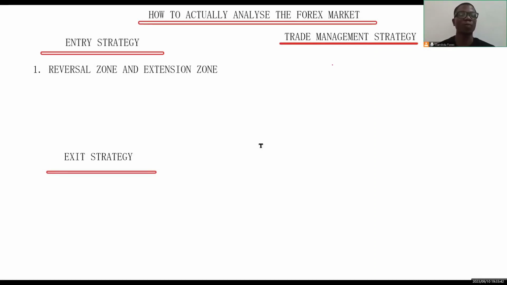Next, it's also important that before I enter a trade, I must see a change of structure. This is very, very important. I must see a change of structure.